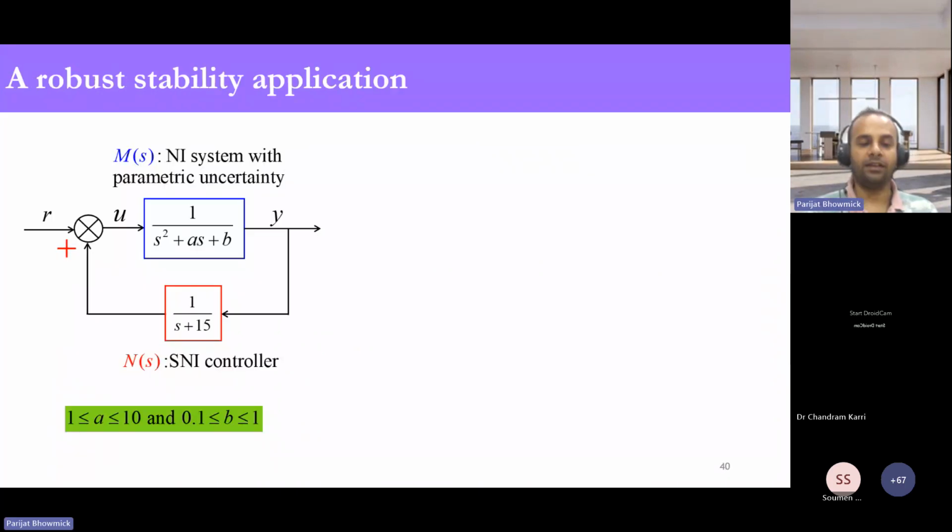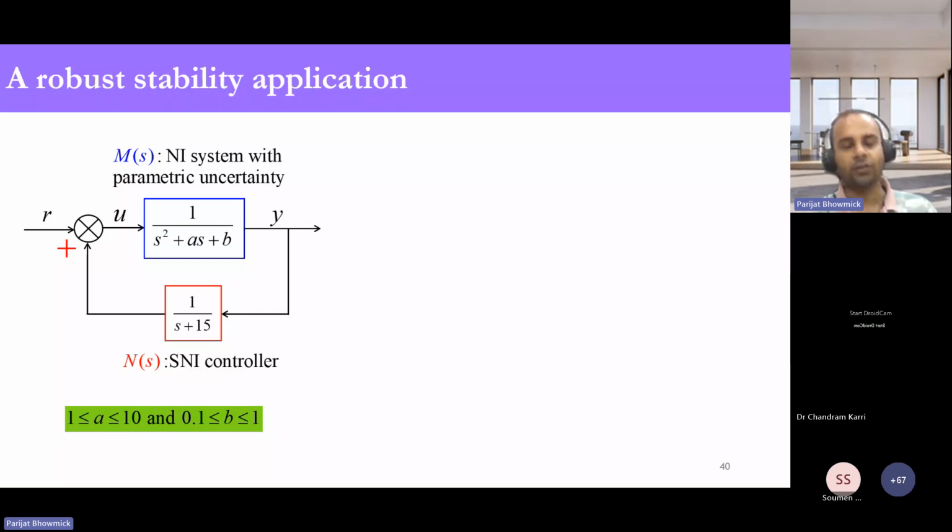Now, a robust stability application. If you remember the control algorithms or stability techniques we learned in our undergraduate, even MTech days, starting from Routh-Hurwitz, Bode, root locus, Nyquist, all those things, we really face difficulties once a precise transfer function is not given to us. That means if you have a transfer function which has some of its parameters varying in a range, instead of being fixed, suppose you have an NI plant 1/(s²+as+b), where a and b vary in the range 1 to 10 or 0.1 to 1, then can this theory be applicable?